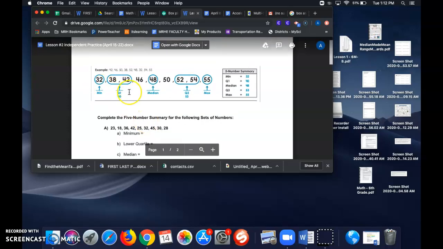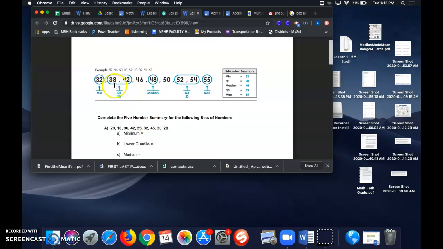Again, you're also going to notice here that this is divided into 4 different parts. You have your first quartile, broken up to your median, and then your upper quartile as well. So take a look at that.